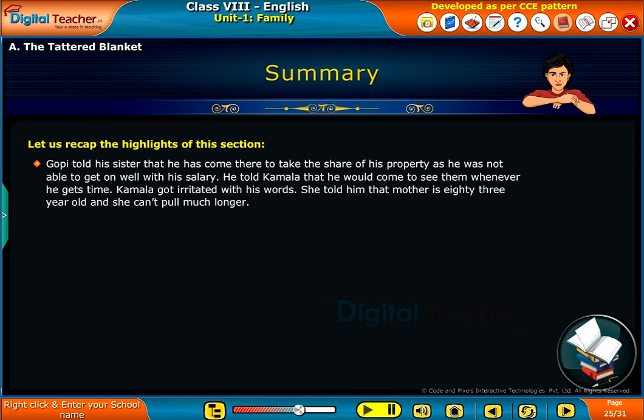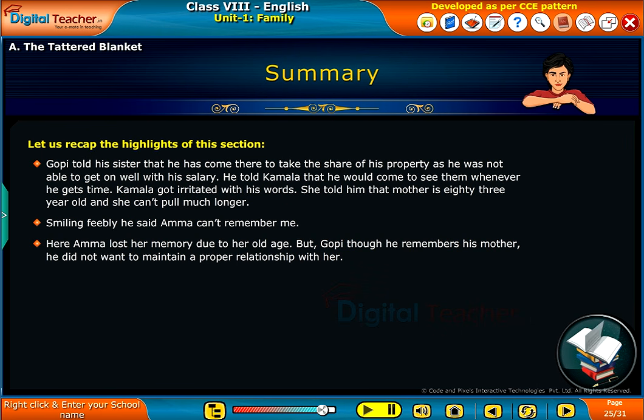Gopi told his sister that he has come there to take the share of his property as he was not able to get on well with his salary. He told Kamala that he would come to see them whenever he gets time. Kamala got irritated with his words. She told him that mother is 83 years old and she can't pull much longer. Smiling feebly, he said, "Amma can't remember me."